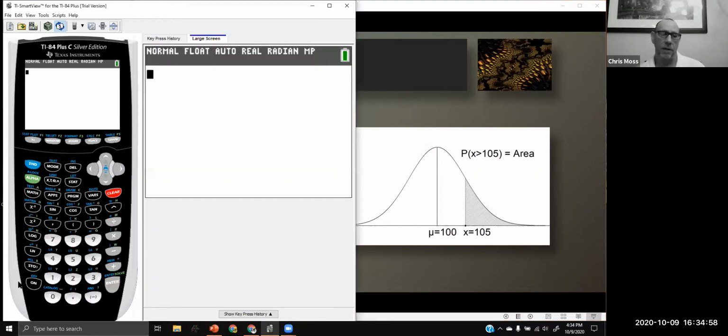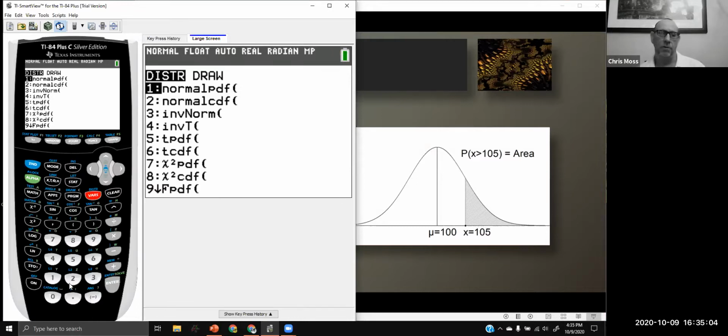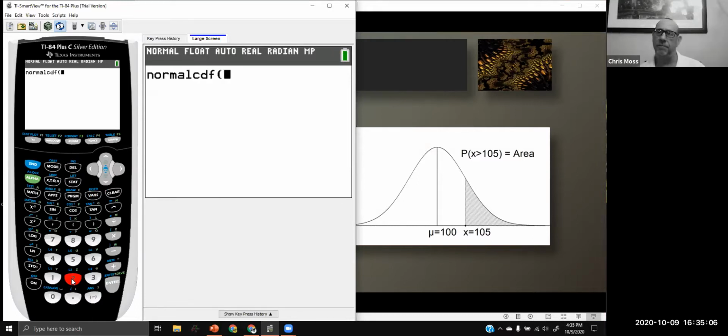I come over here to my calculator, second distribution. I'll pick number 2, normal CDF. The left endpoint goes in first. I said 105. The left endpoint goes in first, comma, followed by the right endpoint.